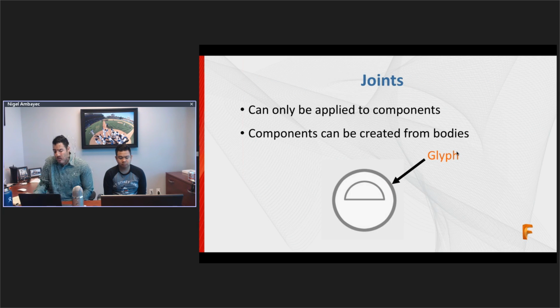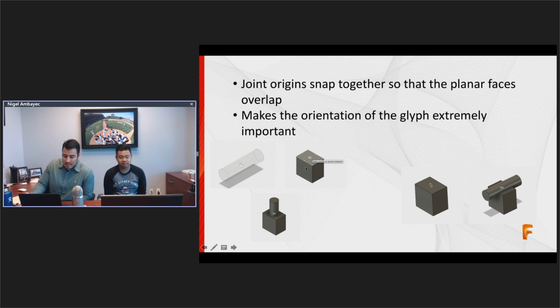Right, so then here we have what's called a glyph, right? So when you're going to be ready and create your assemblies, when you add the joints or the joint origins, as they're also known as, you'll see that they're represented by the circle with the semicircle in the inside of it. And the way these work, right, if we go to the next slide, you'll see that they are similar to, I guess you can think of it as a plane.